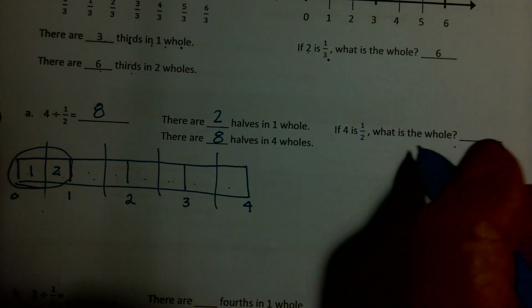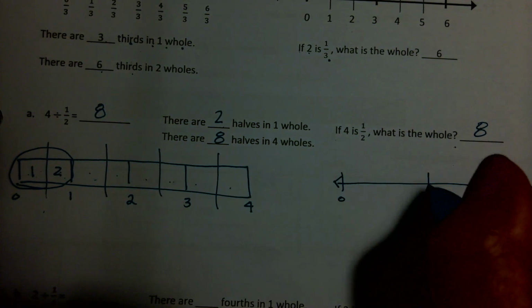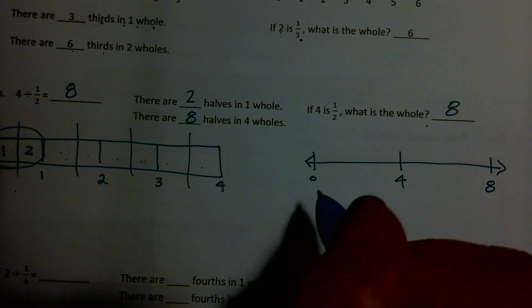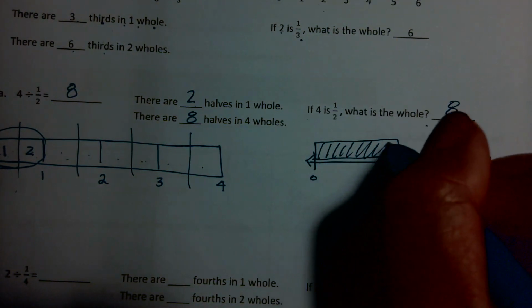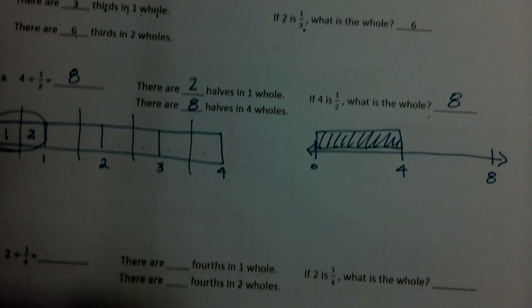All right. So if 4 is a half, what is the whole? So if 4 is half, what is the whole? The whole is going to be 8, right? So if I add a number line, 0, 4, 8, and if 4 is half, what is the whole? The whole is 8. All right, should we keep going? Let's do this one right here together.